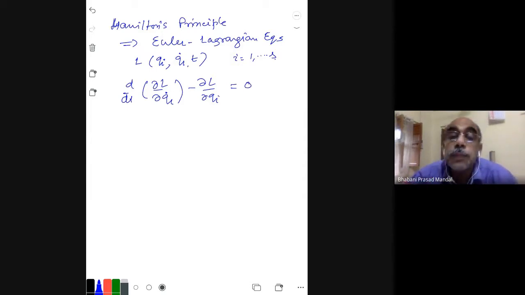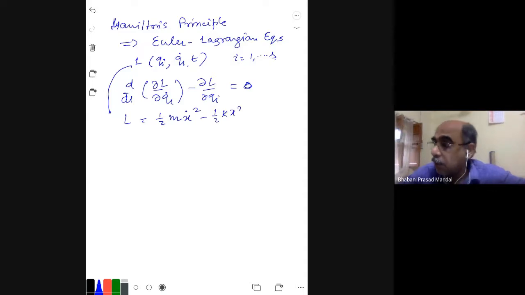Okay. So this was the equation. So if I know the Lagrangian, then I can find the equation of motion. And we have seen as an example that if I have a Lagrangian of (1/2) m x dot square minus half k x square terms, then this will lead to my harmonic oscillator m x double dot plus k x equal to 0, which is a simple harmonic oscillator.